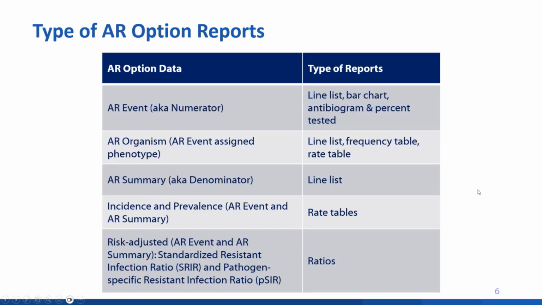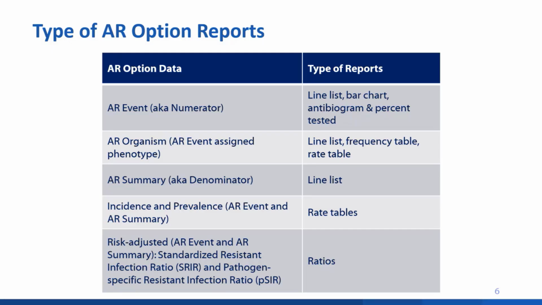So there are a number of analysis reports for the AR option. We have 3 analysis reports that use AR event, aka numerator data, and that is a line list, a bar chart, and the antibiogram and percent tested report. We have another 3 reports that use what we call AR organism definitions or phenotype definitions. And so there's a line list, a frequency table, and a rate table that are available.